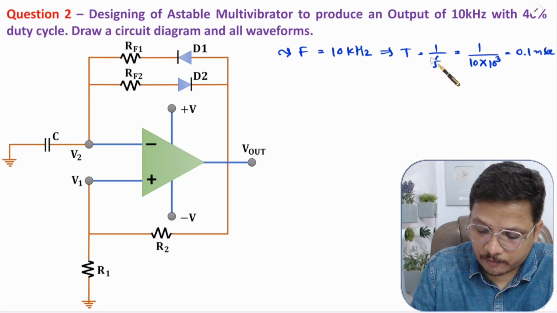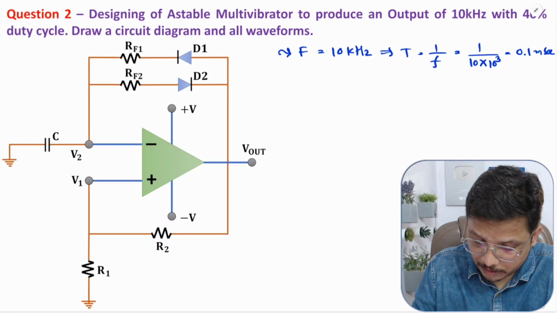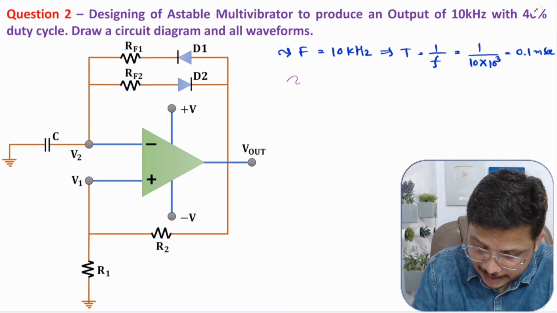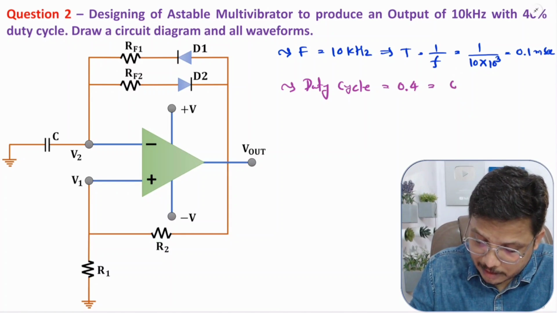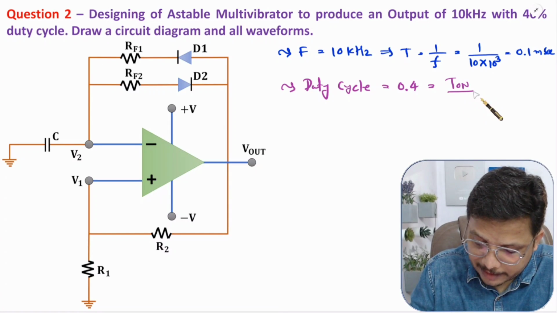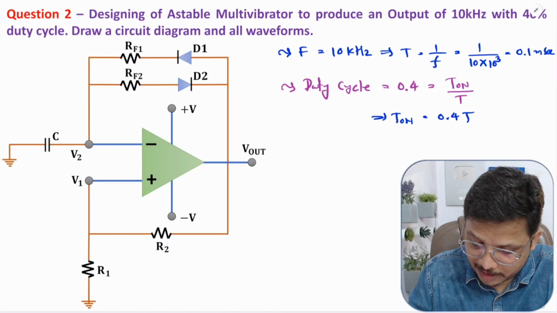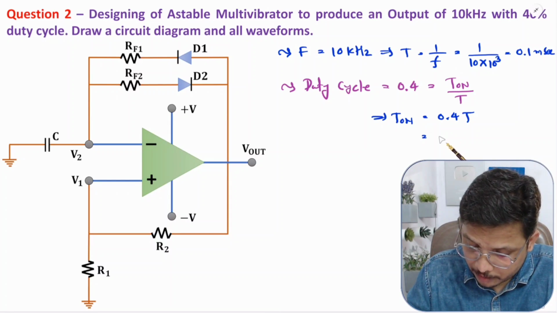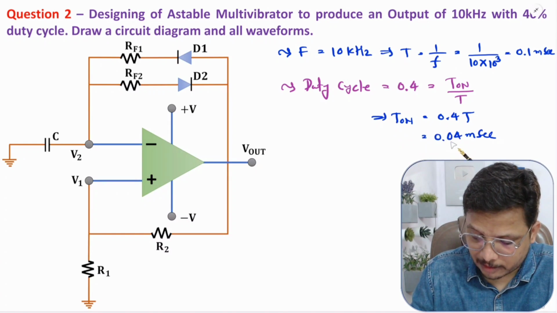Now once we have value of T, we need to identify what should be T on and what should be T off. So here we have been given duty cycle 0.4, right? And what is duty cycle? Duty cycle is T on divided by total time period T. So based on that you can have value of T on. T on will be 0.4 into T. T is 0.1 millisecond. So 0.4 into 0.1 milli, that is 0.04 millisecond. So now we have value of T on, right?